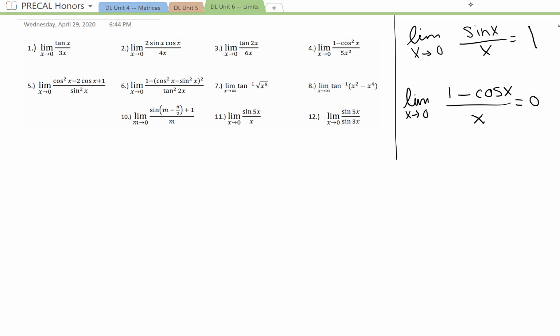When we're finding the limits of more complicated trigonometric expressions, oftentimes we want to turn the expression into some form that we do know, that we have figured out, such as the limit as x approaches 0 of sine x over x is 1, and the limit as x approaches 0 of 1 minus cosine x over x is 0. Those are really important, and if there's any way we can algebraically manipulate these expressions to look like this, that can help us evaluate limits. Number 5 is the first example I'm going to do.